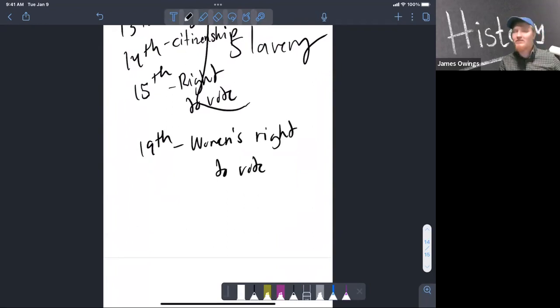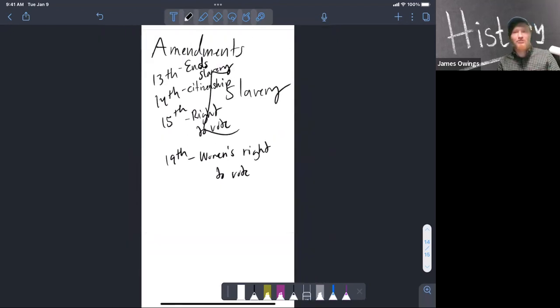There's a ton of amendments. There's ones relating to alcoholism and land ownership and stuff. I don't think they're as relevant as you think. If you know your Bill of Rights and these four here, I think you should be good. I don't think they're going to ask about many other ones.